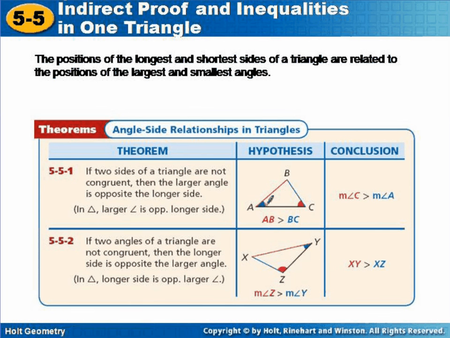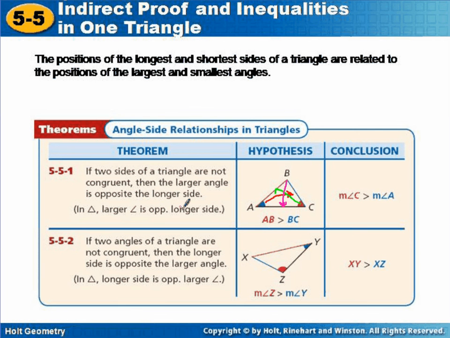This angle here, angle A, buddies up with the side that's across from him. So A is a buddy with side BC. And C buddies up with side AB. And B buddies up with side AC. So those are the buddies. And remember that the angles and their side buddies, they're related to each other. So if you have two sides that are not congruent, then the larger angle is opposite from the longer side.